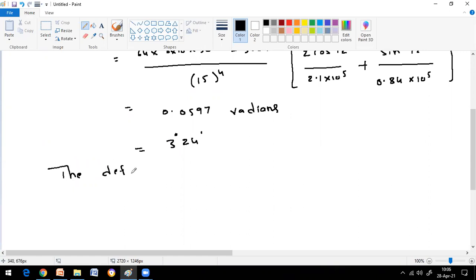And the deflection. Calculate the deflection, which is given by. Okay, calculate the deflection. What is the deflection formula?